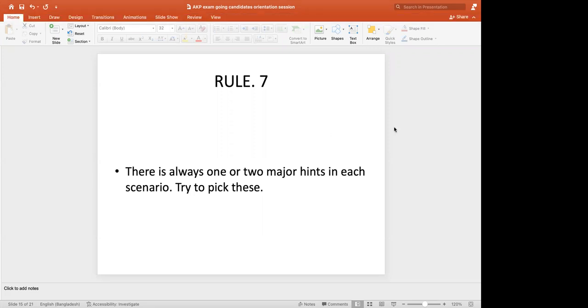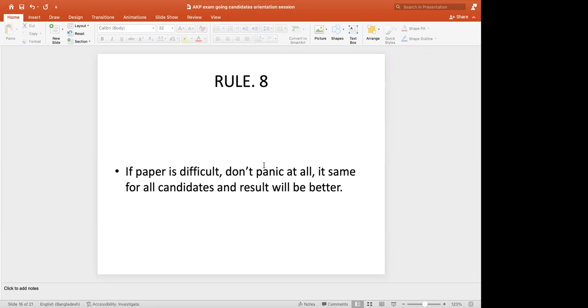Any confusion, anyone? Okay. Rule number 8. If the paper is difficult, you feel sinking, you feel I can't answer, it's very difficult, don't panic at all. It is difficult for all and the result will be better. How? The pass mark will go down because the paper was very difficult. So you will pass. Sometimes the AKP passing mark is 50%. Sometimes the AKP passing mark is 64, 68%.